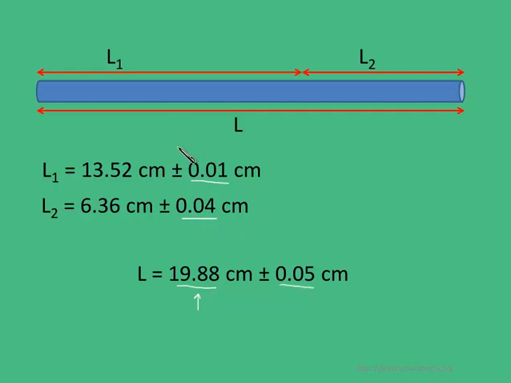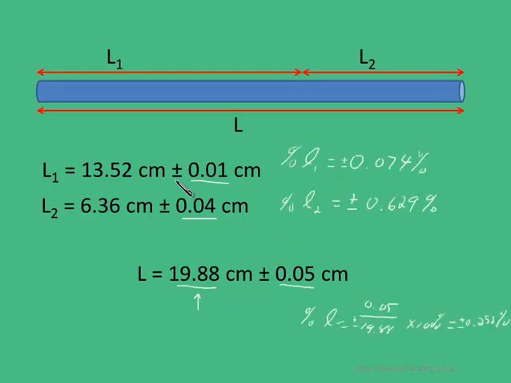Let's take a look at what's happening with the relative errors. To get the relative error associated with this measurement, we divide 0.01 by 13.52 and multiply it by 100 to express it as a percentage. So we get 0.074% here. And we do something similar here and we get 0.629%.